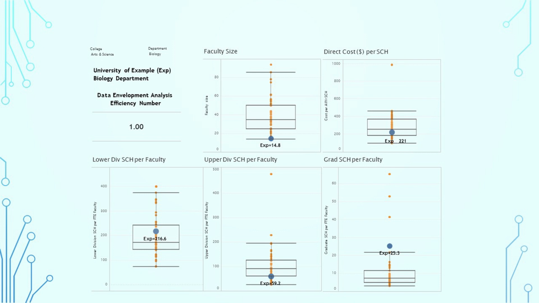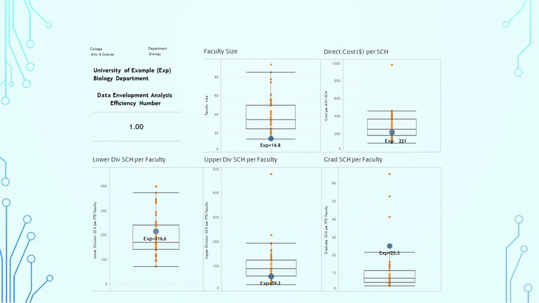So you can see that this looks much better in comparison to the last slide, because the size of the faculty is among the lowest in this peer group. The cost per student credit hour is only around the 25th or 30th percentile. This is a much more compacted distribution.